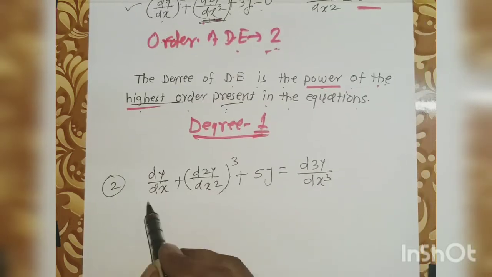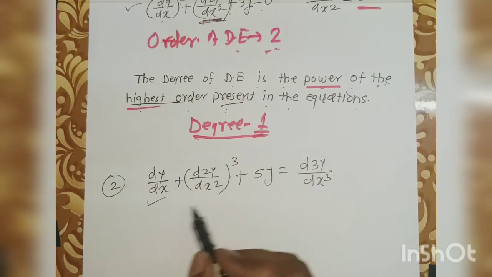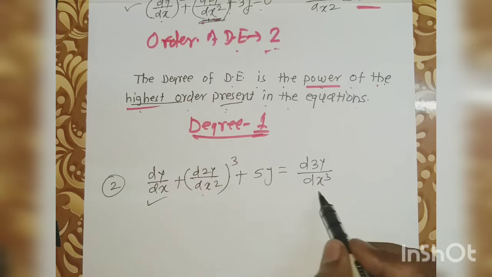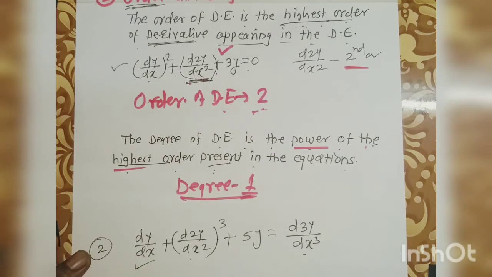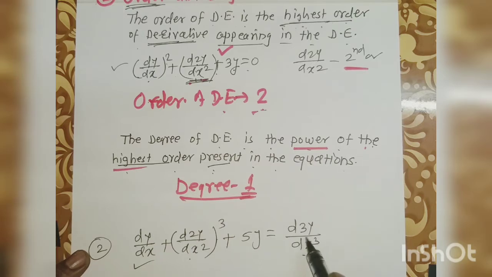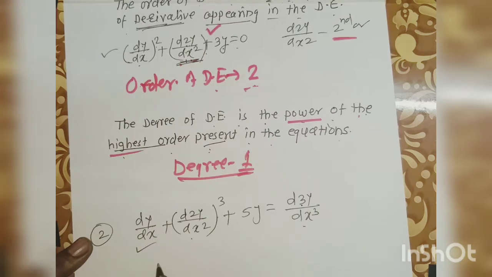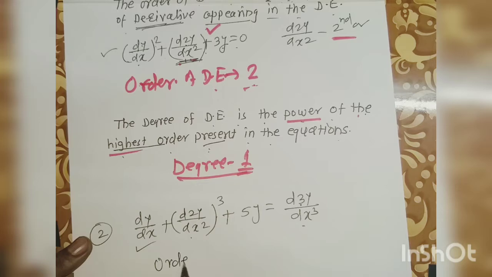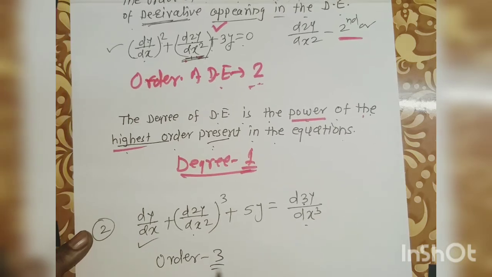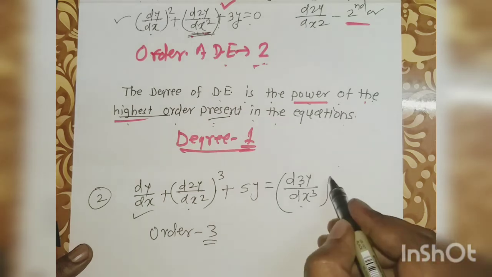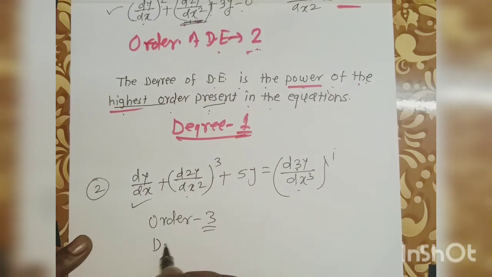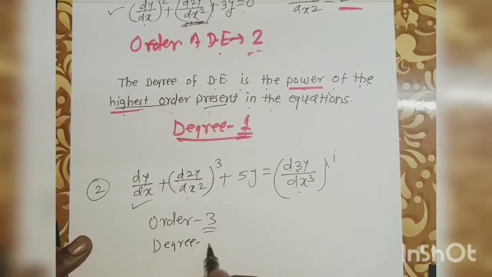Now here the first order derivative, second order derivative term, third order derivative term. First we find the order. The highest order derivative is third order. That means order is 3. And its indices is 1. Therefore, degree is 1.